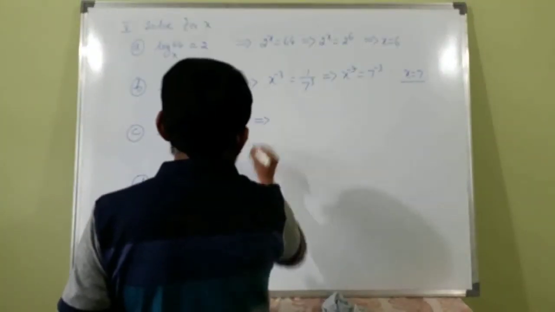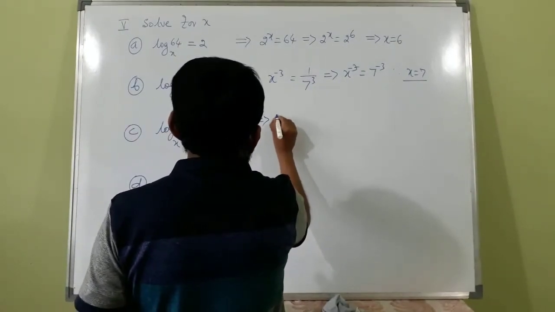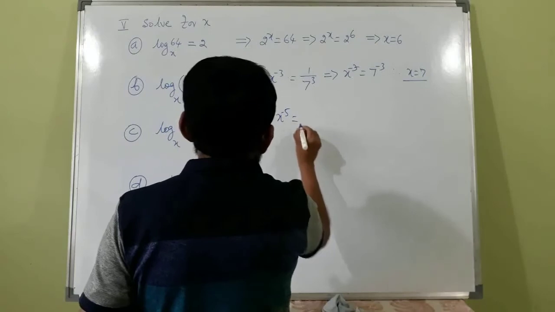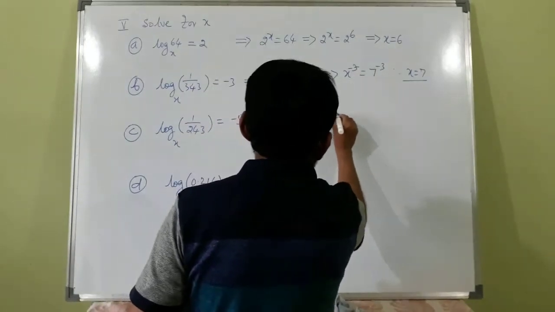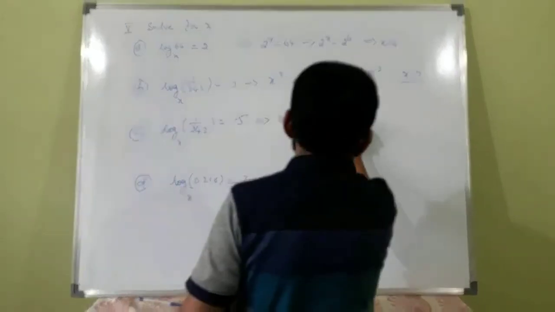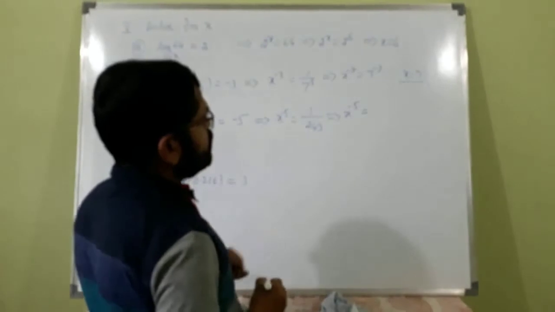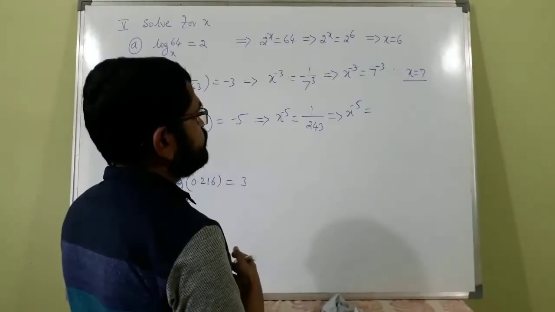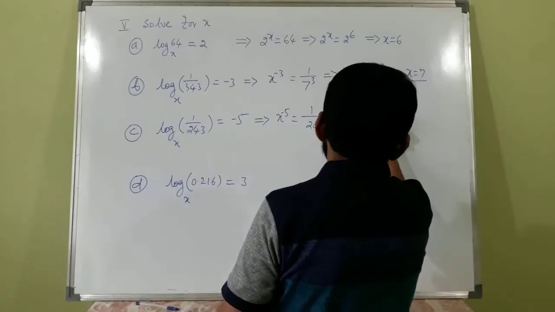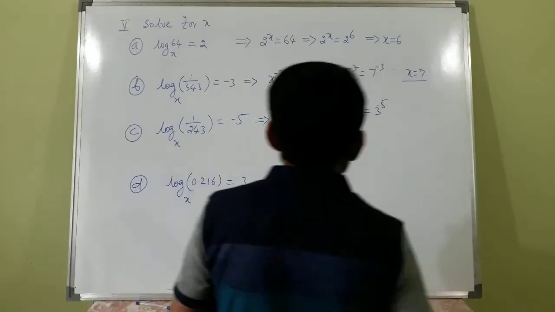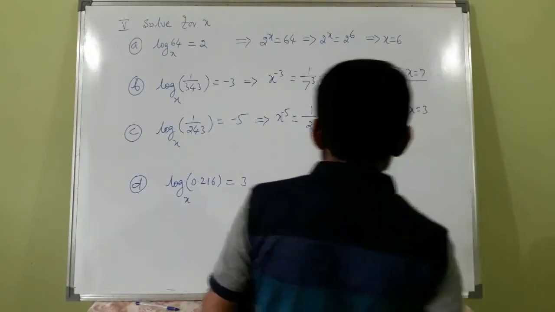This implies 1 by x raised to 5 is equal to 1 by 243. This means x raised to minus 5 is equal to 1 by 243, which is 3 raised to minus 5. Therefore, x is equal to 3.